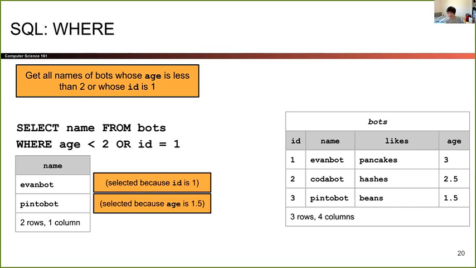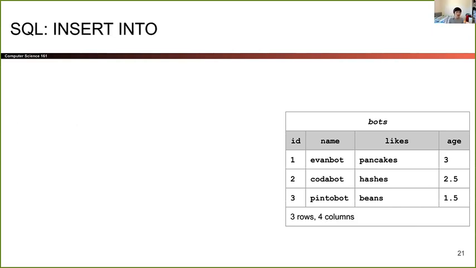We can do a lot more complicated and fancy things, but the where statement starts to give us a bit of control over what data is actually returned, and we'll see how this helps us later on. All right, so that's how we select data.